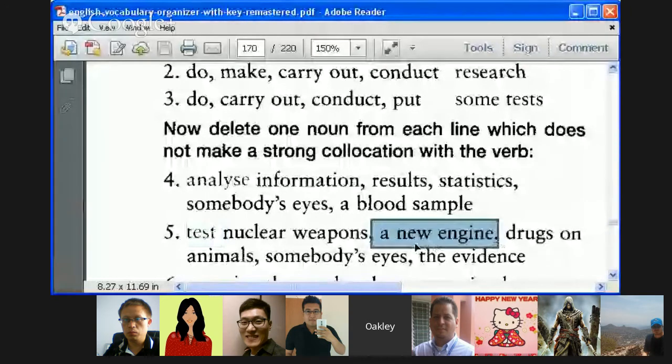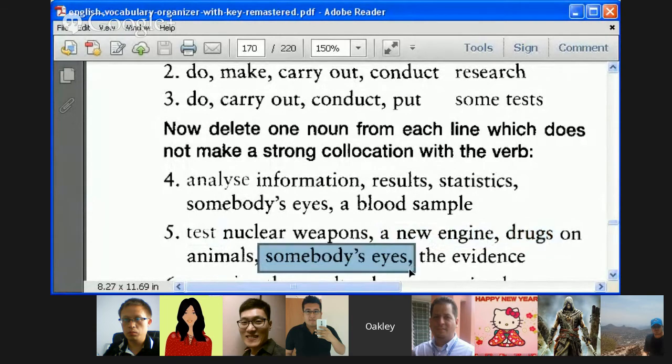This is a tough one, okay? You definitely want to test a new engine. You definitely test drugs, absolutely. You test somebody's eyes. Actually, that's fairly common. If somebody gets a driver's license, they generally test their eyes. You go in for an eye test, for example. Test the evidence is a little strange. I think it's just not a normal collocation, but it is a possible verb and noun. It is possible to hear this together.